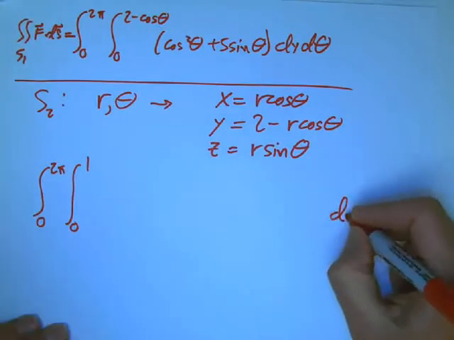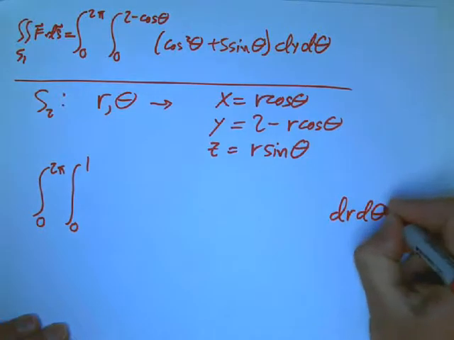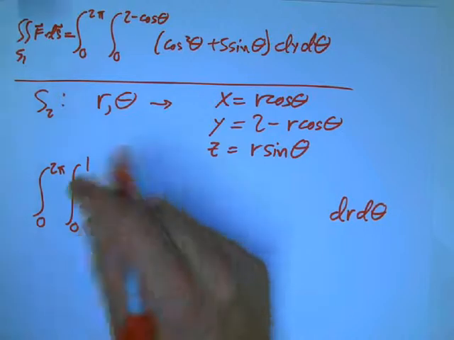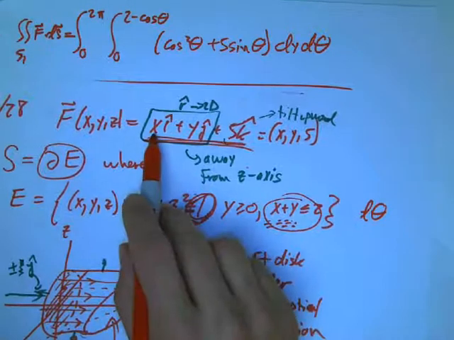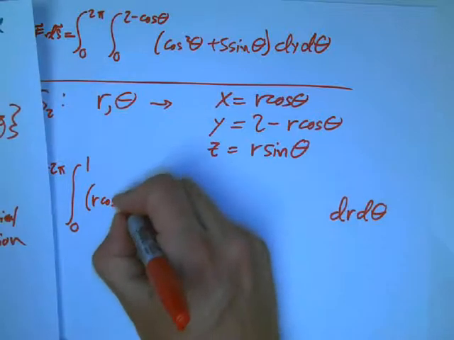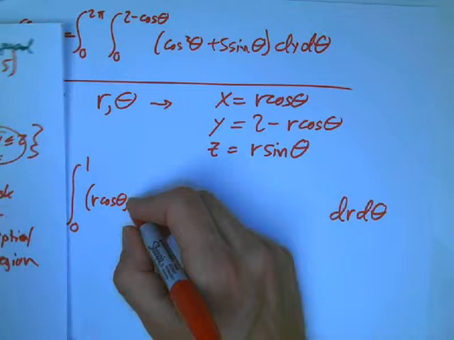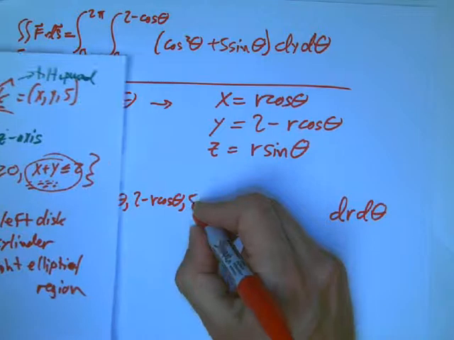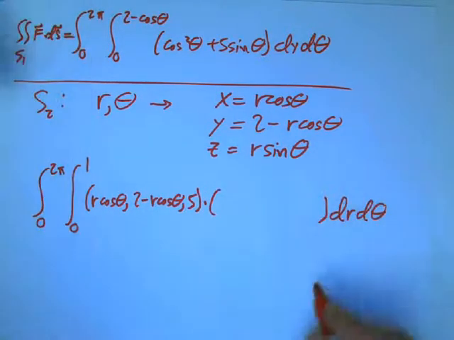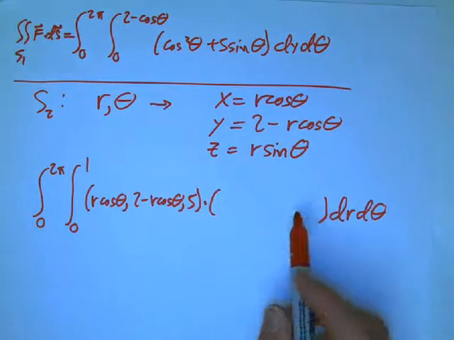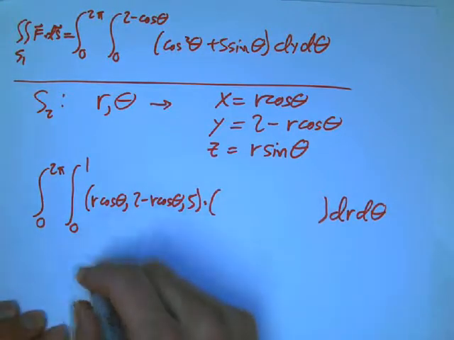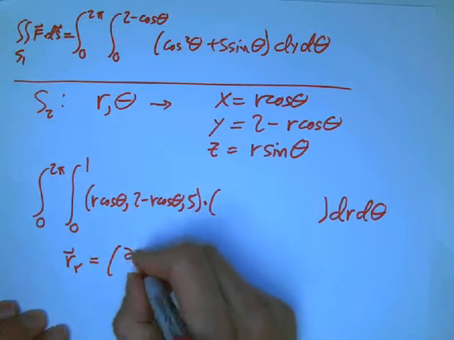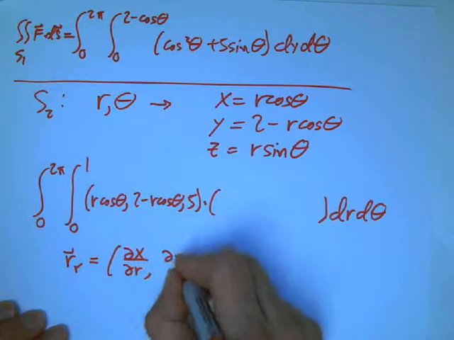And we're going to get a dr d theta, and we can put in the F already, I guess. Now, in terms of that parameterization, that's r cos theta, comma 2 minus r cos theta, and then 5, dotted with, and then that's where we have to put in the partial derivatives. So let's do that. R, dx dr, dy dr, dz dr.